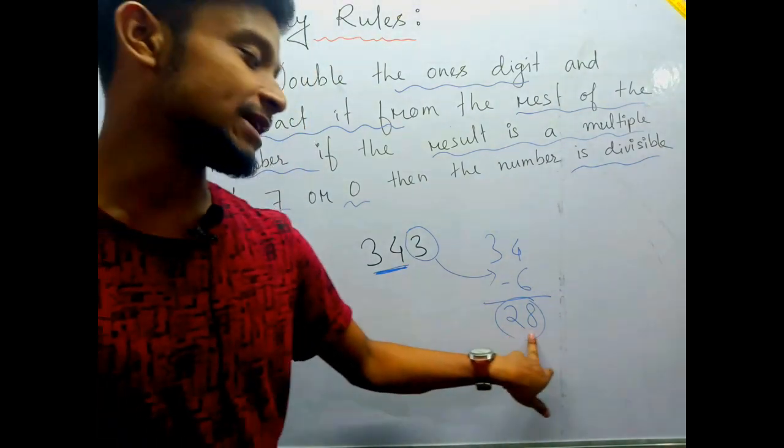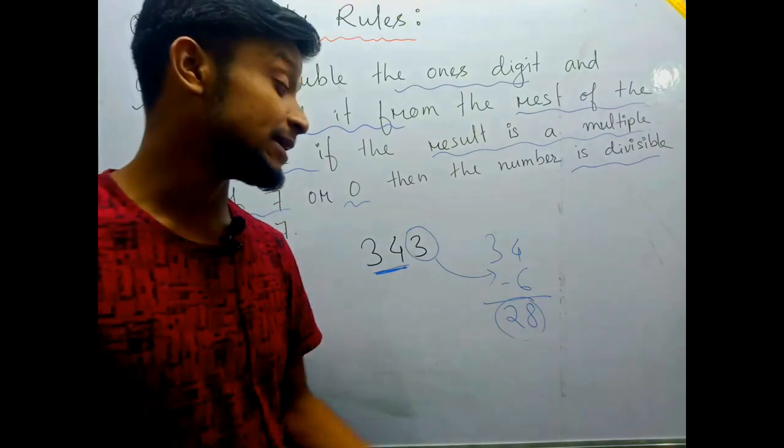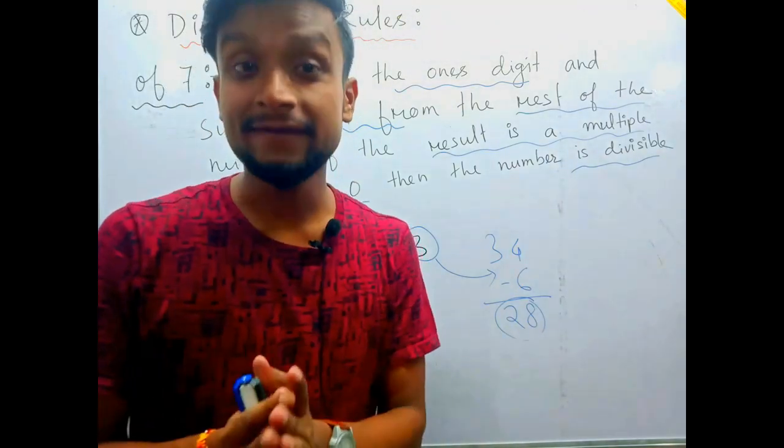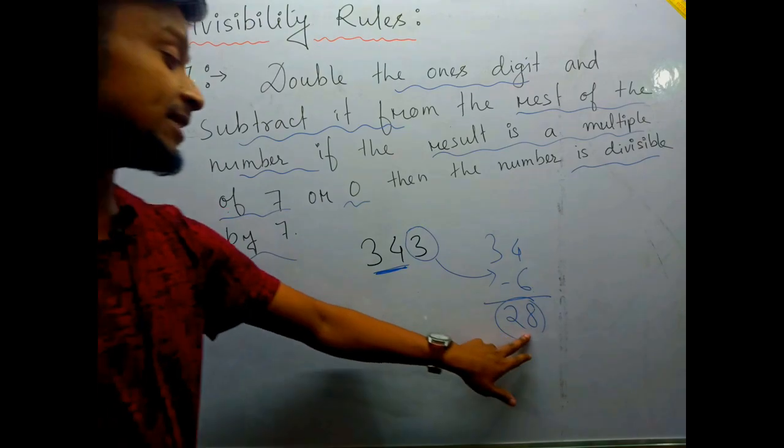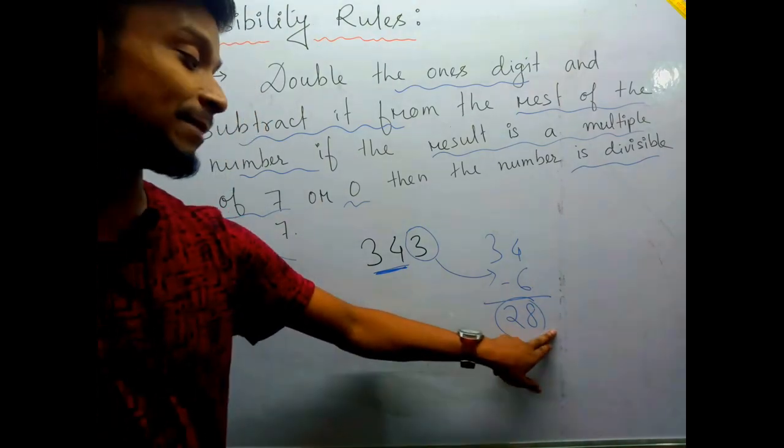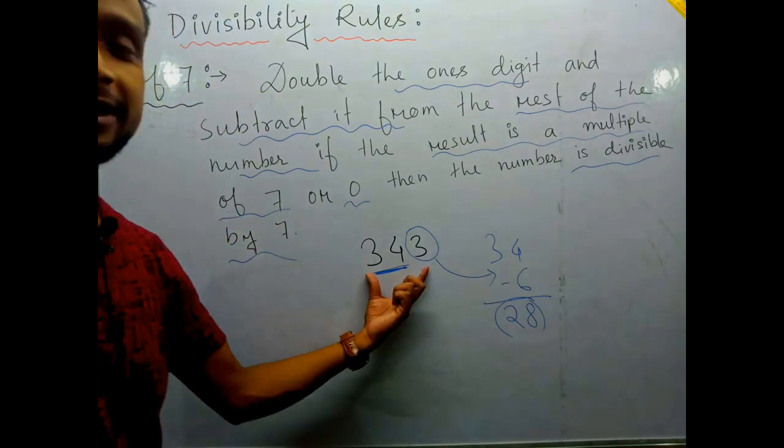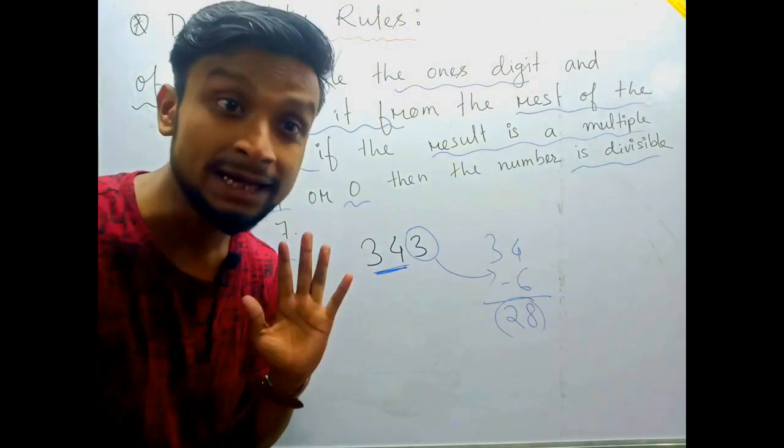28 is a multiple of 7. That means this 28 comes in the table of 7 only. So since this subtraction is a multiple of 7, you can say that 343 is divisible by 7.